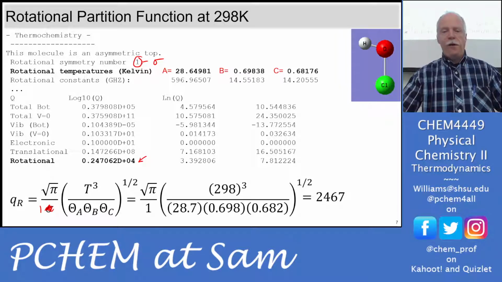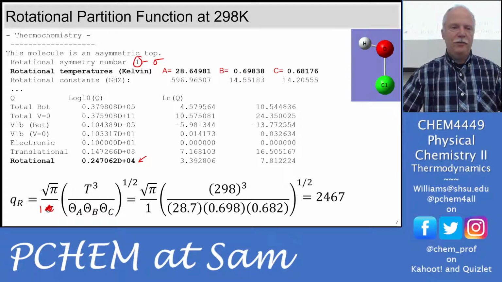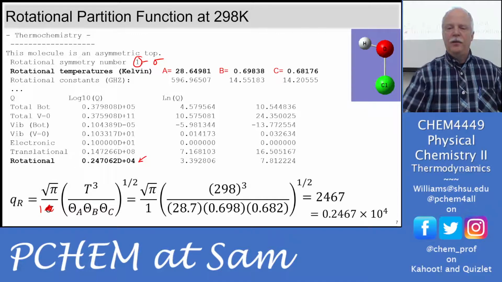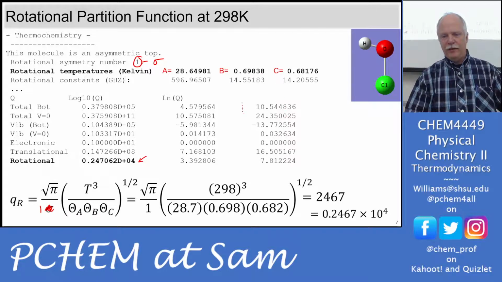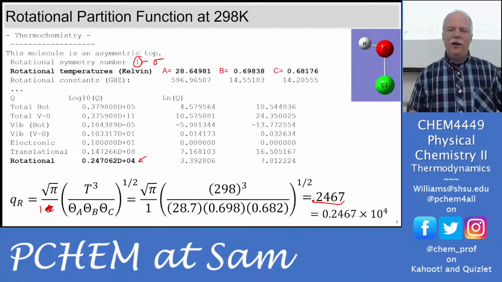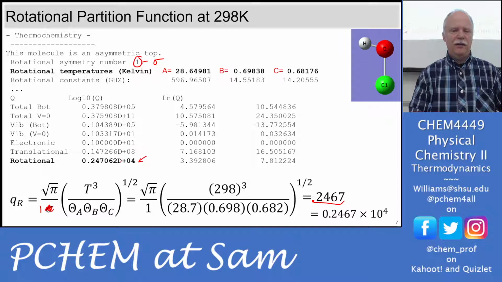2,467. Does that match what Gaussian tells us? Well, we could move that decimal place to the left 4 places and make it times 10 to the 4th. But notice how this is really a weird way to write scientific notation, and they're using a D here. So you might see that in Gaussian and go, what is a D? Okay, it's strange.